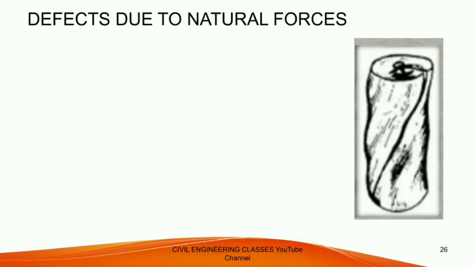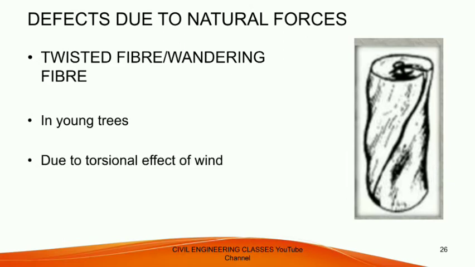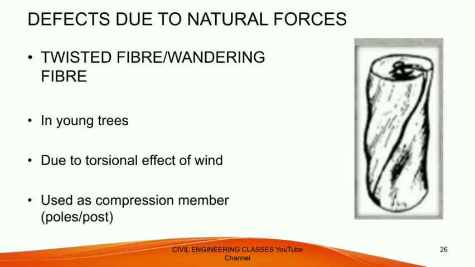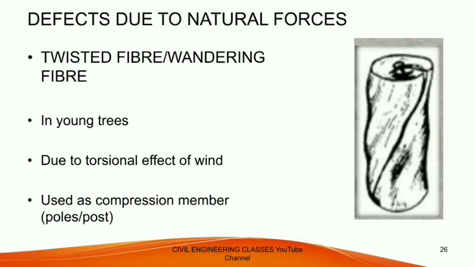So, we have covered the defects due to seasoning and defects during the conversion process. Now, the defects due to natural forces. First is the twisted fiber or wandering fiber. Twisted fiber means during the young age, the tree gets twisted due to some torsional effect of the wind. It is called a twisted fiber. Even though it is a defect, such timber can be used as compression members like piles, poles, posts, etc.